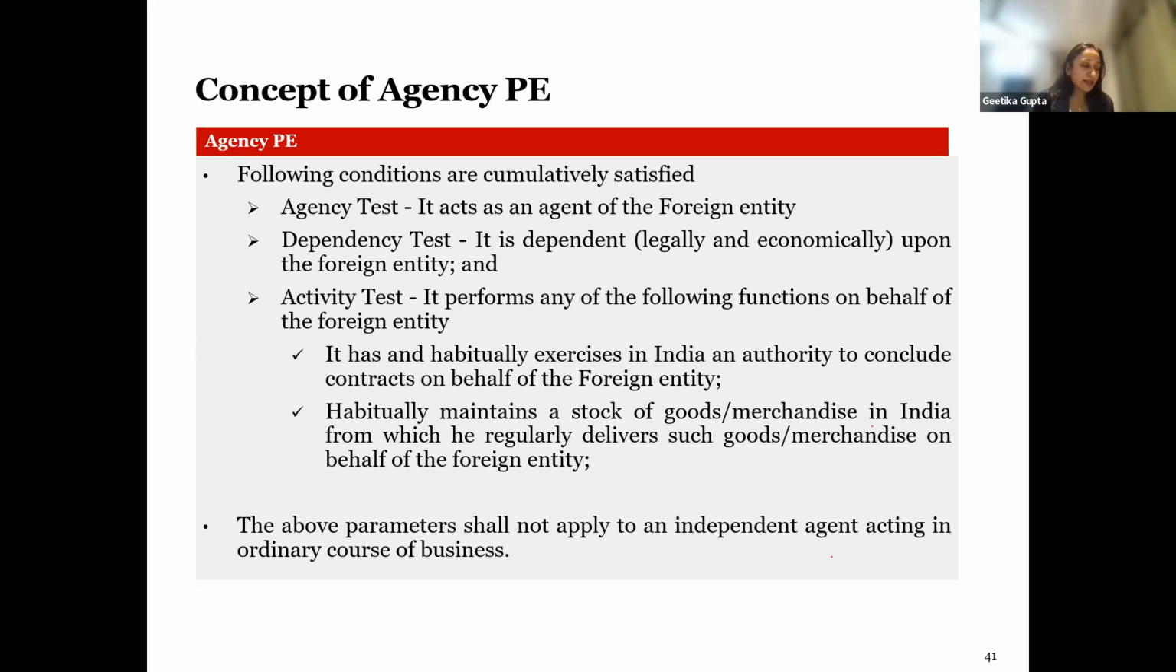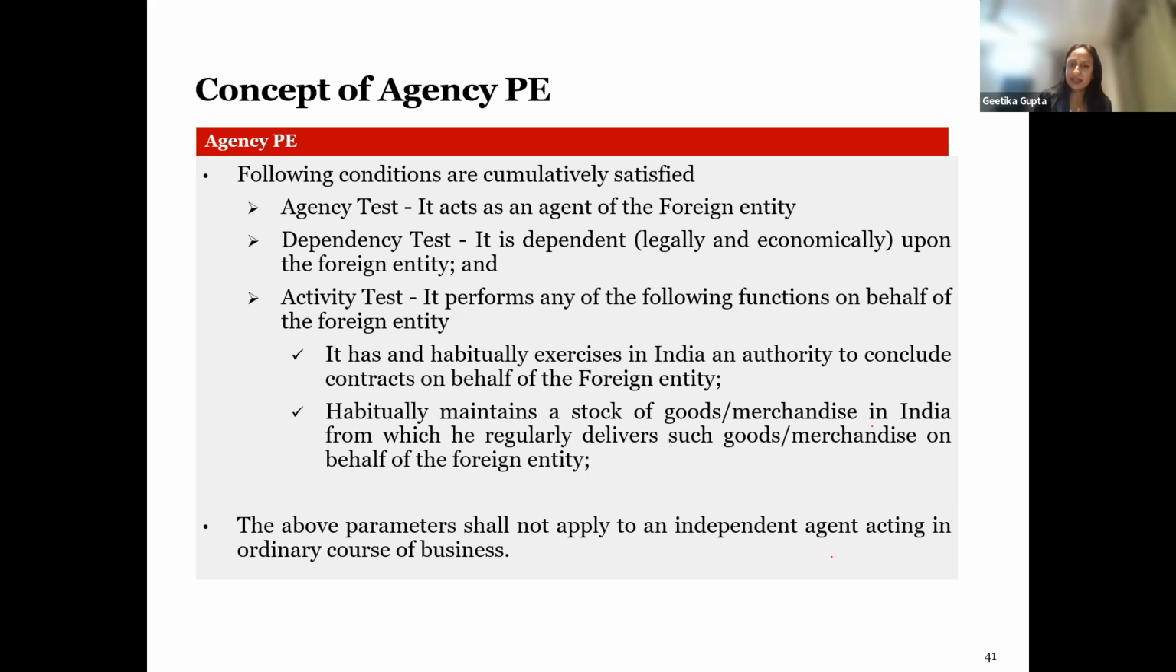Now, economic independence is about how an agent's business relations with the enterprise are shaped in economic respects. To put it in simple language, whether we can say that an agent can stand on his own, and does not have to look to the principal for his economic viability.